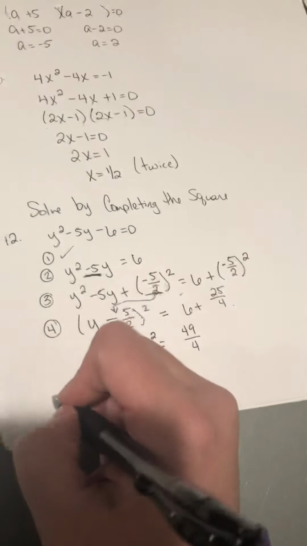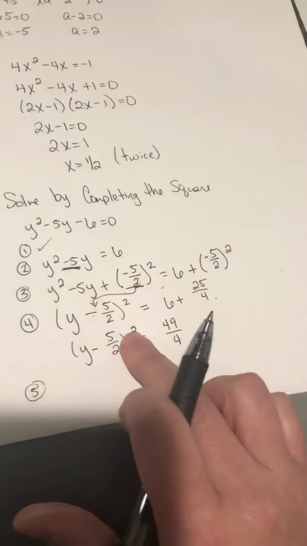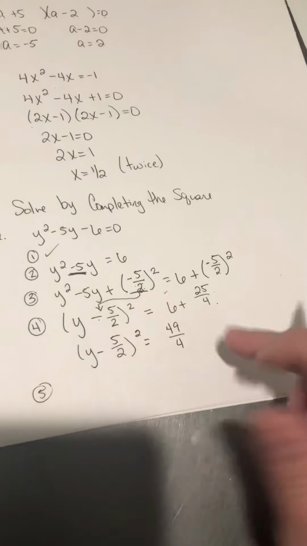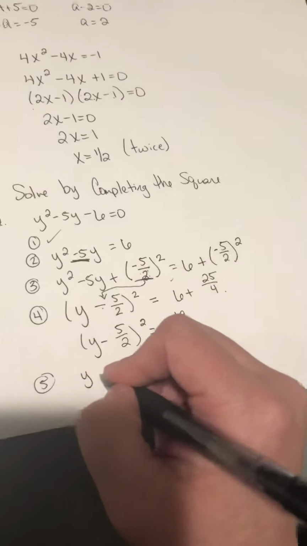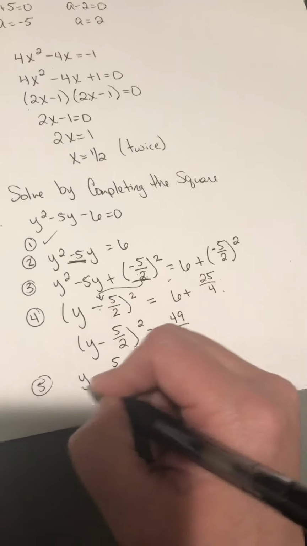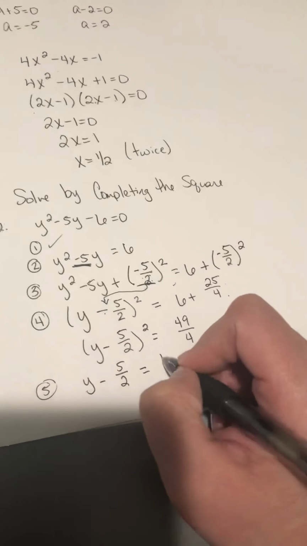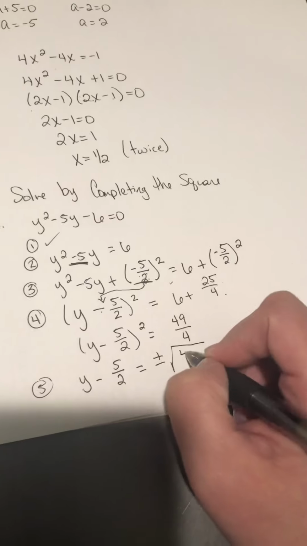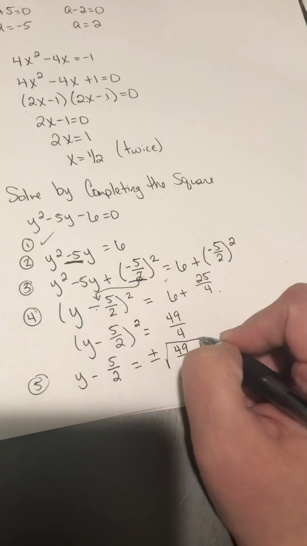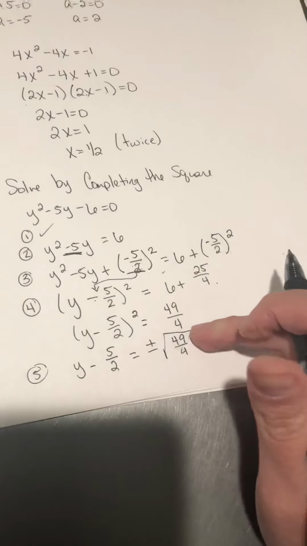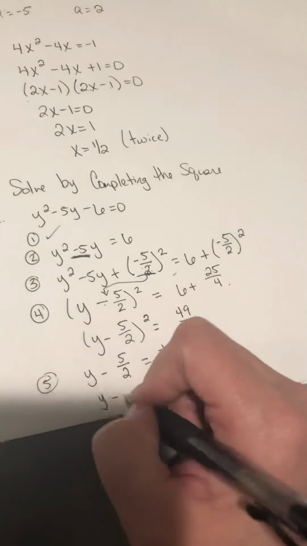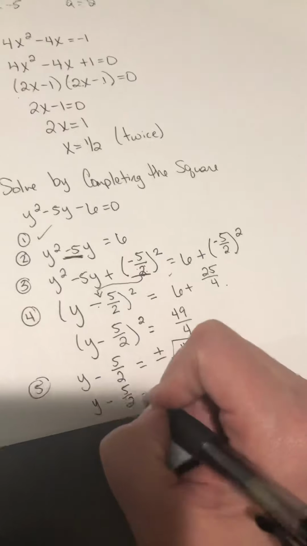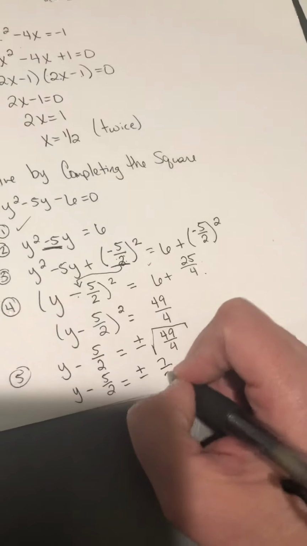Step number 5 is that you take the square root of both sides, and just like I was saying a minute ago, if you take the square root of both sides, you have to do plus or minus. Should have put this on another sheet of paper. So y minus 5 halves, if I take the square root of both sides, is equal to plus or minus the square root of 49 fourths. The square root of 49 is 7, and the square root of 4 is 2, so I can go ahead and do that. Again, that's just simplification. So this is 7 halves.